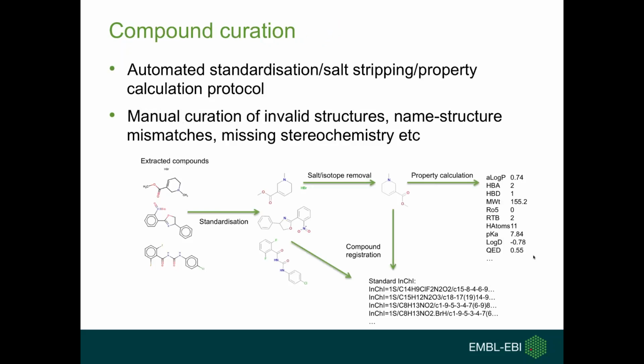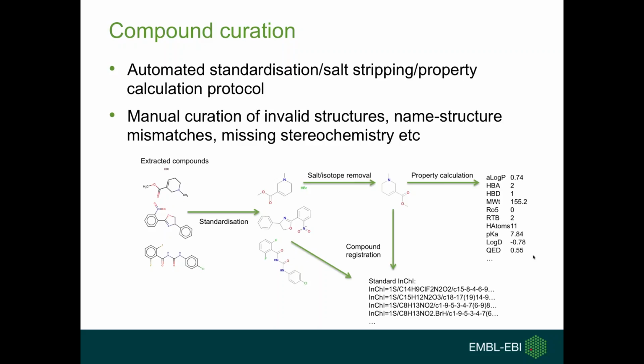We do a lot of curation on the data that we extract. So we have an automated process for standardizing the compounds to represent them in a particular way. We strip salts from compounds, so we register the particular salt form that was used in the assay, but we also generate the parent compound so that people can collate data across different salt forms with the same compound. We calculate a wide range of different physical-chemical properties of the compounds as well and store those in the database.